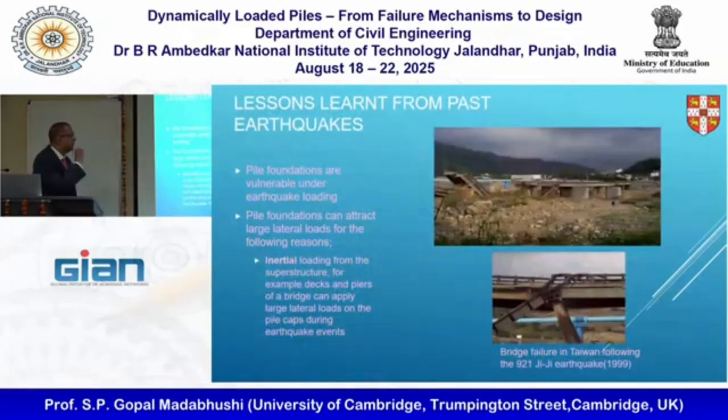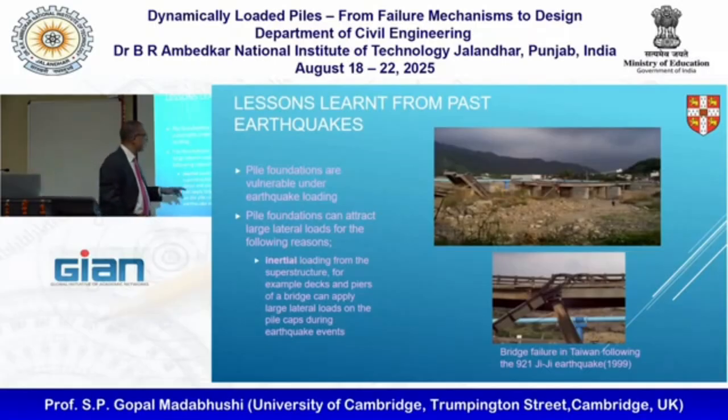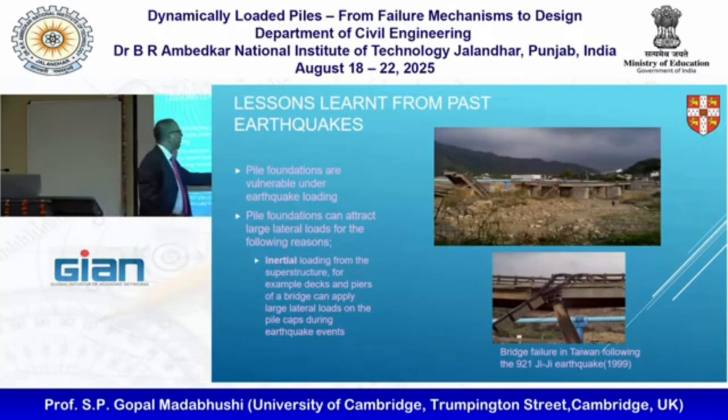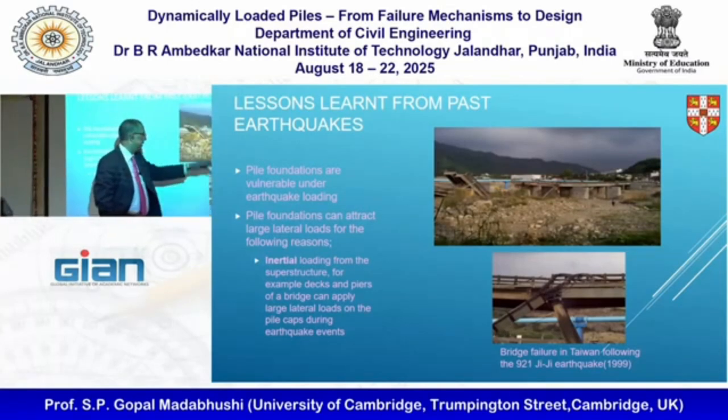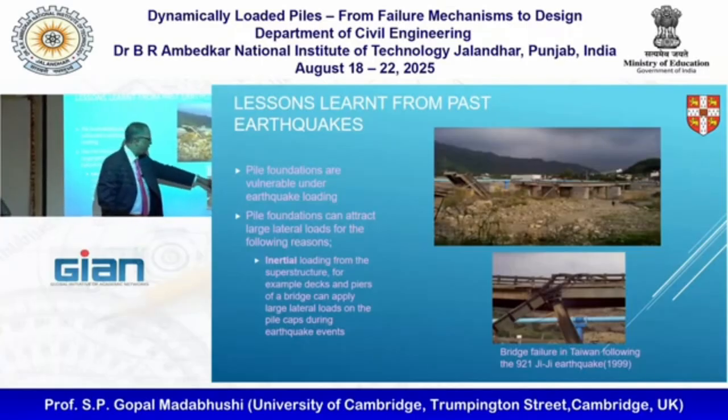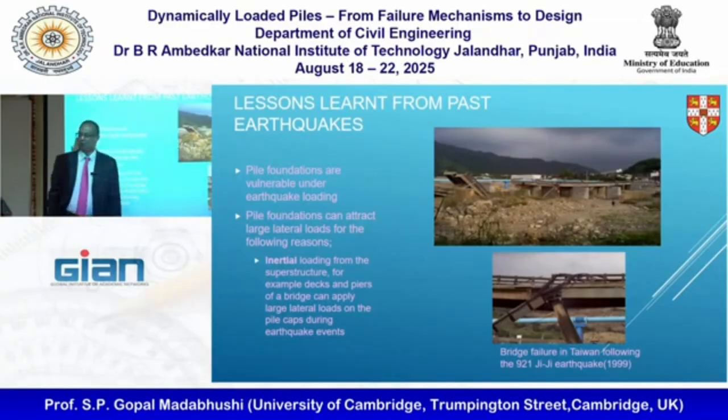Now, we have seen umpteen examples of these piles failing. Again, this is why it's important to go and look at these things that have fallen over. This is from the Taiwan 921 Chichi earthquake, where you have this bridge, not a big bridge, a fairly minor bridge with piers, and the whole of the pier rotated, making the decks fall off. You can see the decks have fallen off the pier.